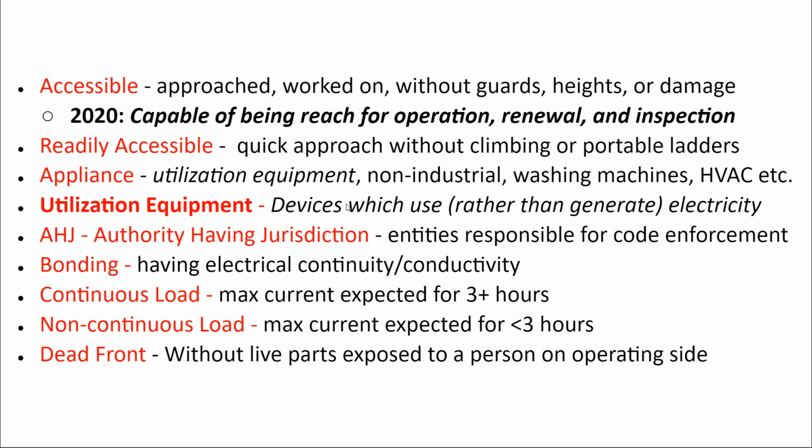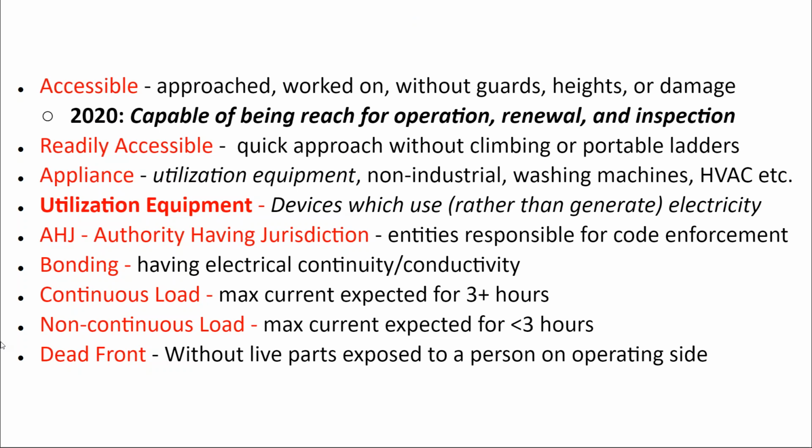Accessible is capable of being reached for operation, renewal, and inspection. Readily accessible is even more accessible than that. So, if you can reach the disconnect but you might have to have a step stool, that's an accessible disconnect. A disconnect that's 6 feet up or 8 feet up the wall, where maybe you're stacking a whole bunch of equipment up a wall, and some of the inverters require accessible disconnect switches. You can't quite reach it, but you could with a stool. That's okay. Readily accessible is different. It's heightened. It says, without climbing or ladders.